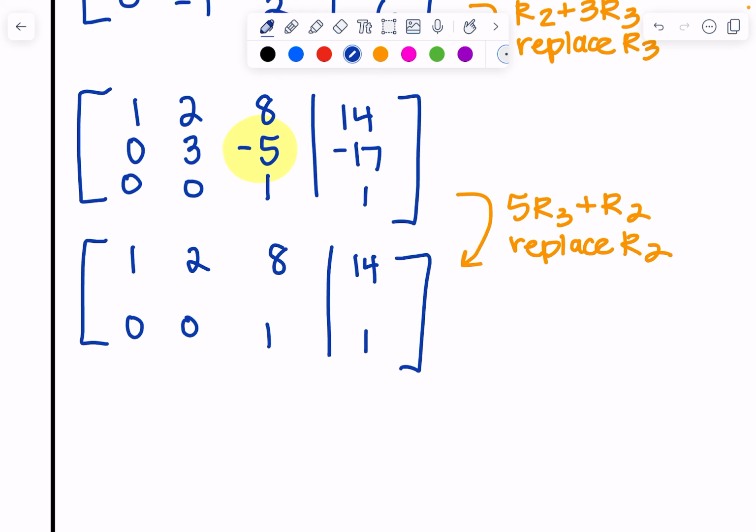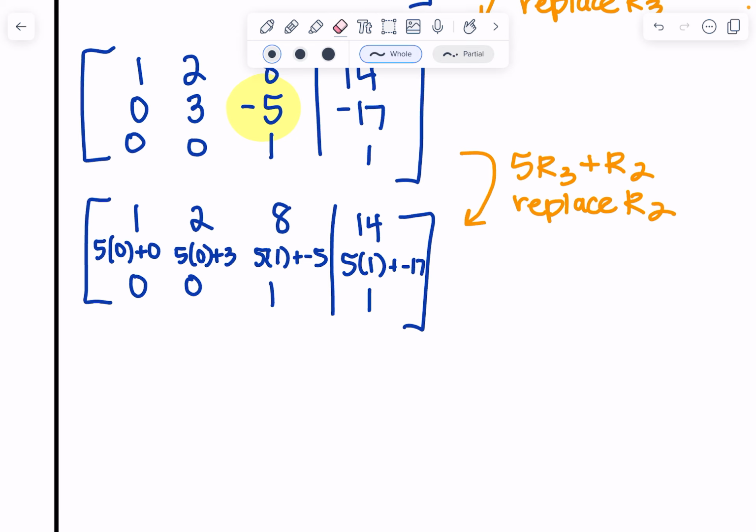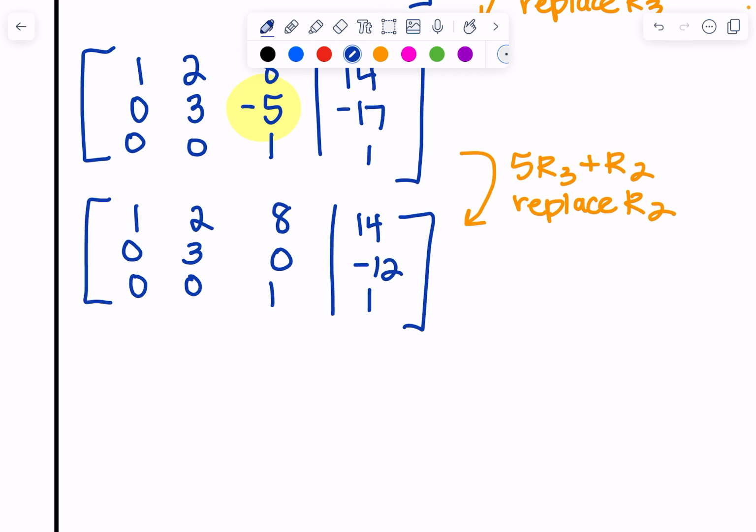Okay, so again, really tiny. 5 times 0 plus 0, 5 times 0 plus 3, 5 times 1 plus negative 5, 5 times 1 plus negative 17. 5 times 0 plus 0 is 0. 5 times 0 plus 3 is 3. 5 times 1 plus negative 5 is 0, which is what we wanted. 5 times 1 plus negative 17 is negative 12.